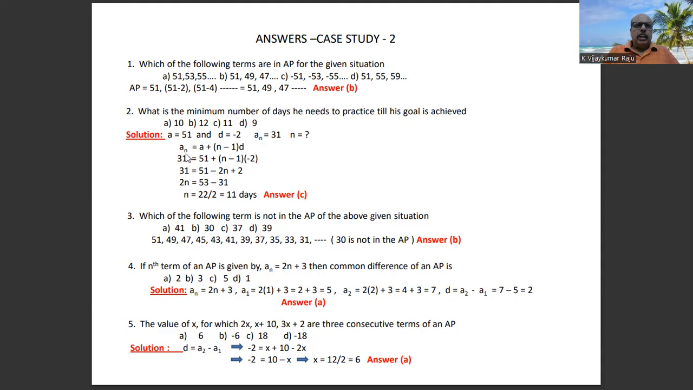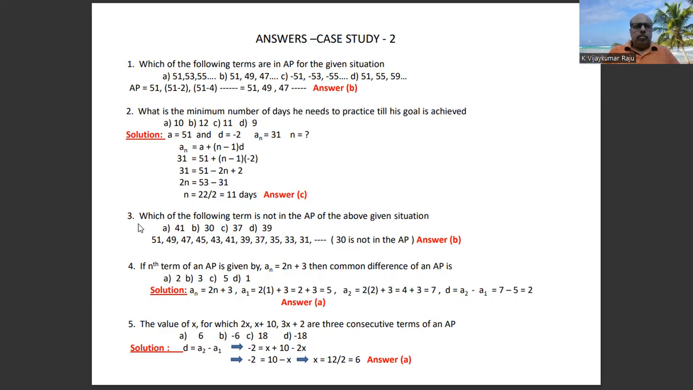Now, AN formula is AN is equal to A1 plus (N minus 1) into D. 31 is equal to 51 plus (N minus 1) into -2. 31 is equal to 51 minus 2N plus 2. So 2N is equal to 53 minus 31, which is 22. N is equal to 11 days. So our option is C option. So answer is C, 11 days it takes to come down to a speed of 31 seconds.